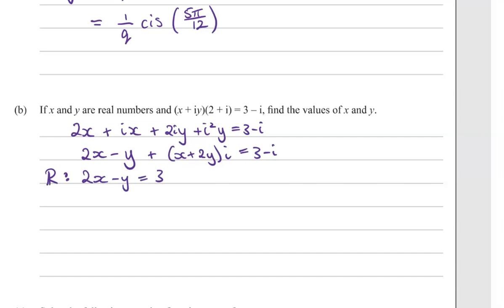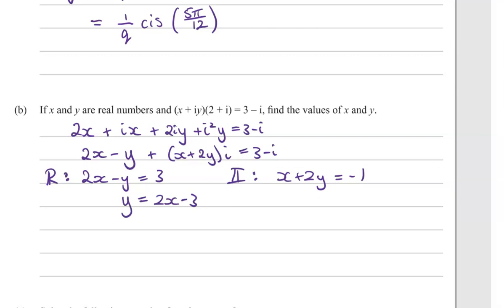Now we can equate the real components of this. So the real parts are the 2x minus y on the left hand side, and on the right hand side it's 3, so 2x minus y must be 3. And same with the imaginary, we've got x plus 2y must be equal to minus 1.